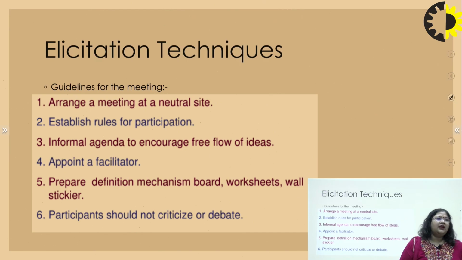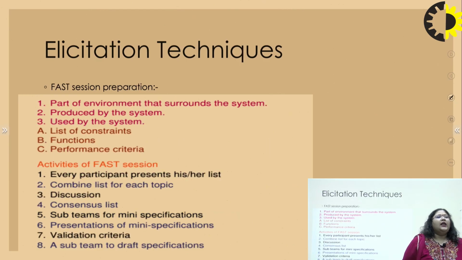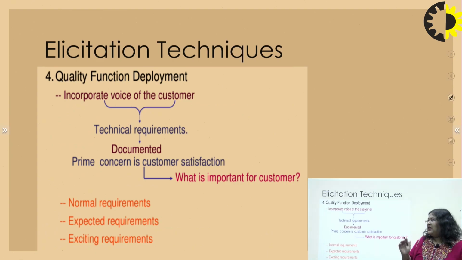So we have to define them in different colors. We have to emphasize the list of constraints, the functions that we have to produce, the performance criteria that we want, and lastly the activities of the FAST session. Every participant presents their ideas and each one combines the list for each topic, with discussion between the users or the team members, and the consensus list that we have to define, and the mini specification by the sub-team members, presentations of the mini specifications, validation criteria, and a draft specification. So this is the complete FAST.